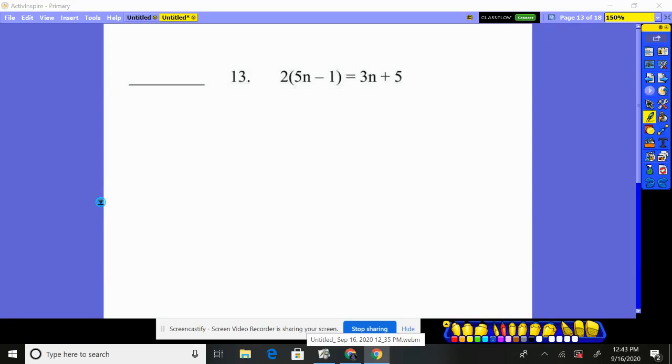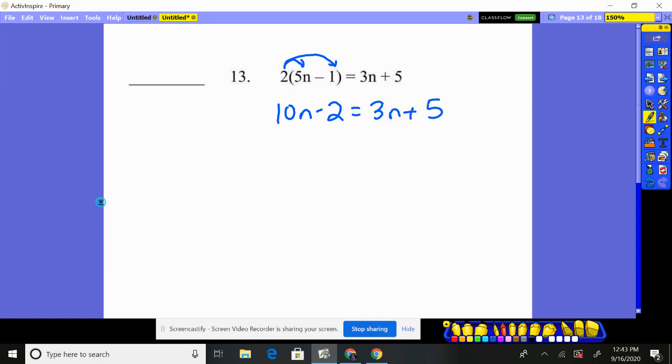Number 13, we see the 2 outside, so we're going to distribute it through to each piece. 2 times 5n is 10n. 2 times 1 is minus 2. That equals 3n plus 5.